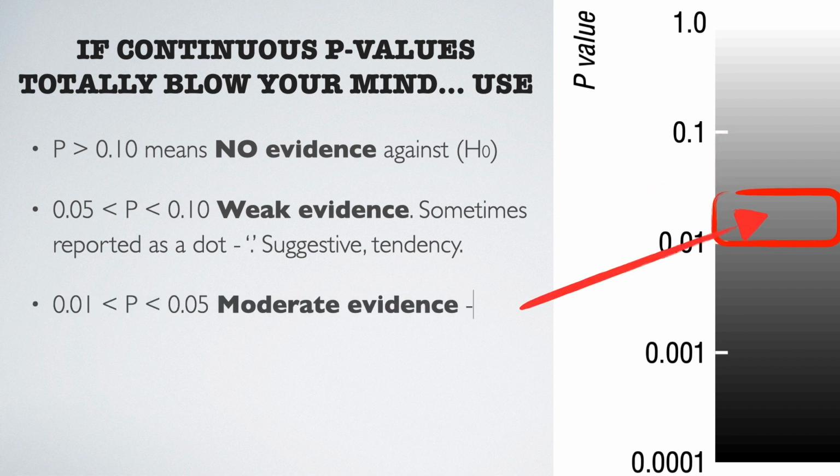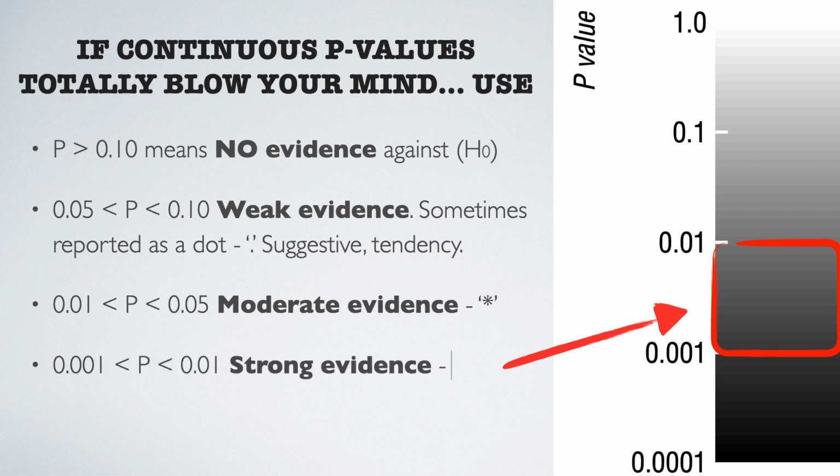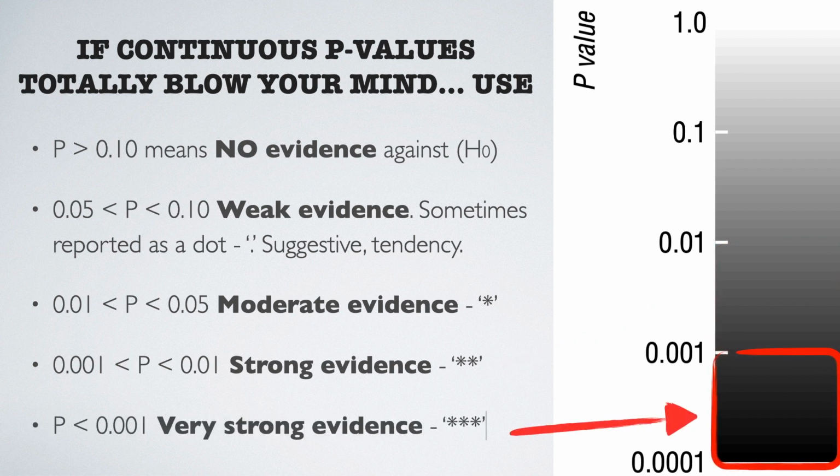P-values between 0.01 and 0.05 show moderate evidence against the null. It is sometimes reported as 1 star. P-values between 0.01 and 0.001 show strong evidence and could be reported as 2 stars, while the p-values below 0.001 indicate a very strong evidence against the null and are often shown as 3 stars. Having these 5 categories, you will free yourself from the necessity of using the cutoff of 0.05. And in fact, from the necessity of using any cutoff at all. And here is why.